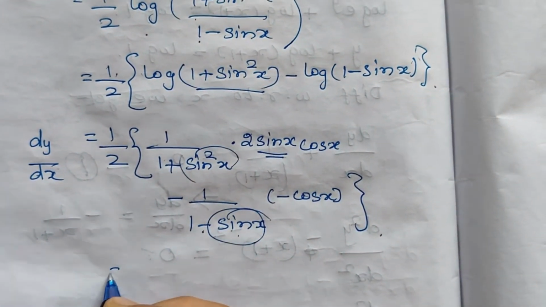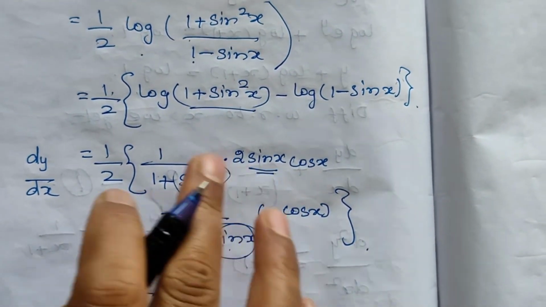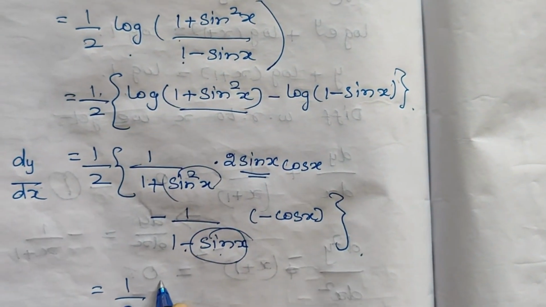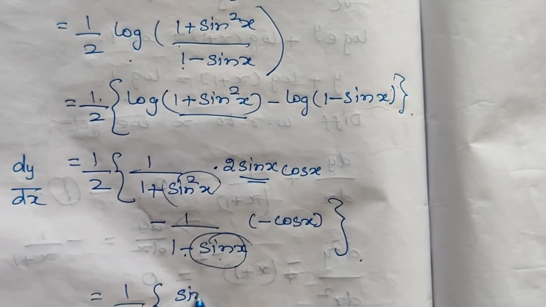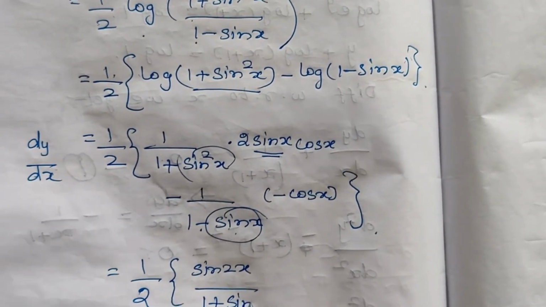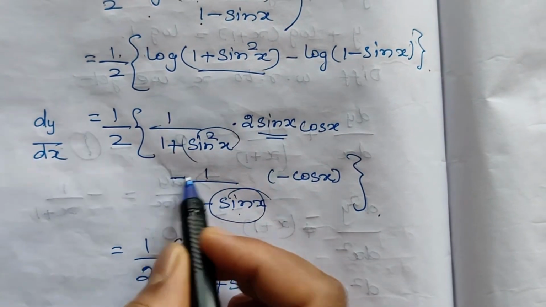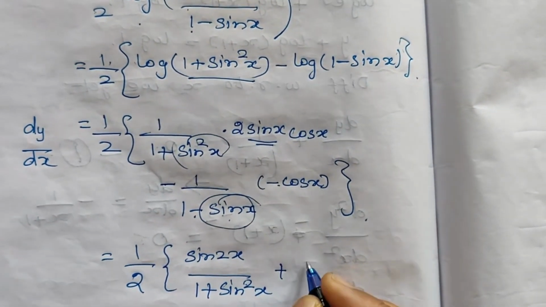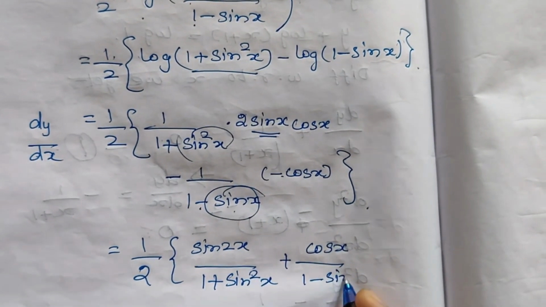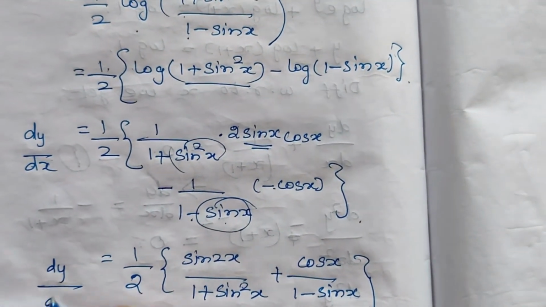That is equal to 1 by 2. Then here 2 sin x cos x divided by 1 plus sin squared x, that is sin 2x, since 2 sin x cos x is sin 2x. Next here minus, so plus, cos x divided by 1 minus sin x. dy by dx. It is asked to find dy by dx alone.